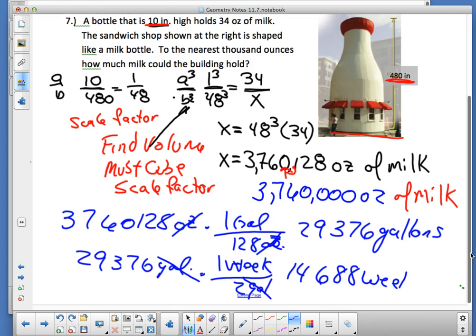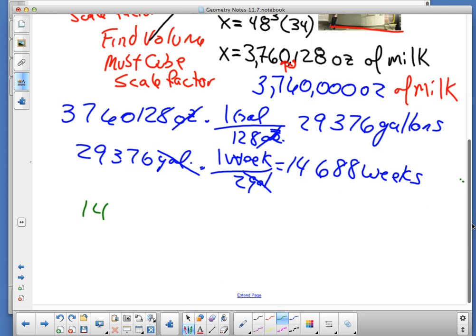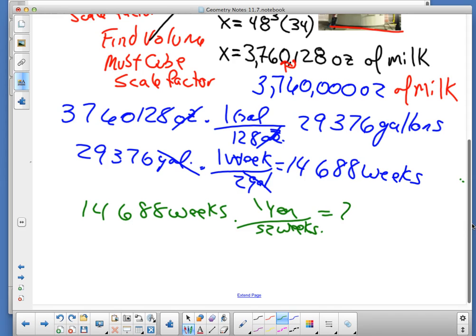This is weeks, right? How many years is that? There are 52 weeks in a year. So 1 year is 52 weeks. You okay with 282 point what? 0.46 years. If I put 2 people on this project, the milk drinking project, it's 141.23 years.